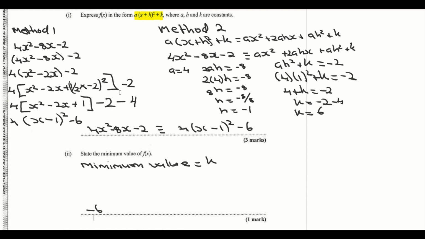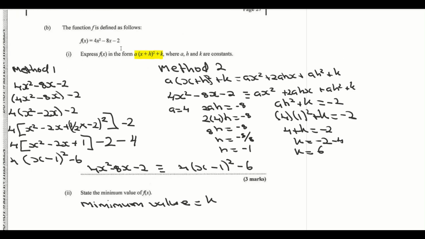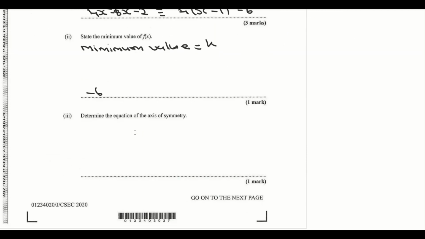The next way, if you didn't complete your square, you would have used the formula for axis of symmetry, and the answer that you get for x is substituted back into this equation here, and you would have gotten the same thing. So your axis of symmetry is x is equal to negative h. So x is equal to negative, what is h? Negative 1. So x is equal to 1.